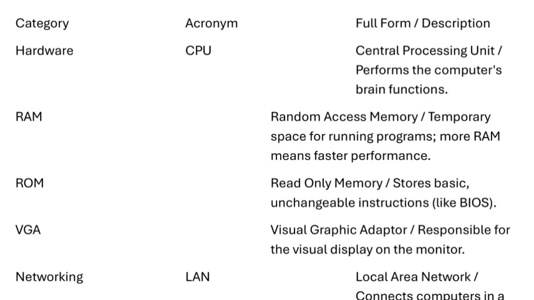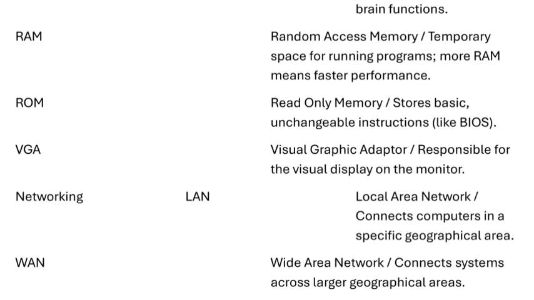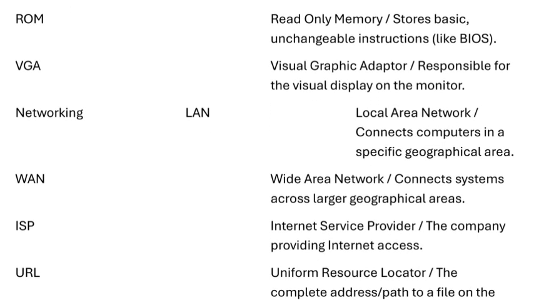Category, acronym, full form/description. Hardware. CPU, central processing unit, performs the computer's brain functions. RAM, random access memory, temporary space for running programs. More RAM means faster performance. ROM, read-only memory, stores basic, unchangeable instructions, like BIOS.